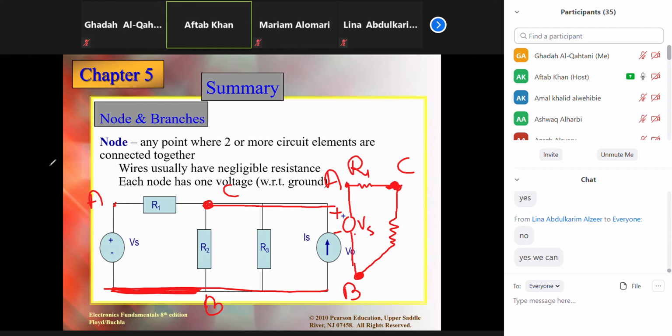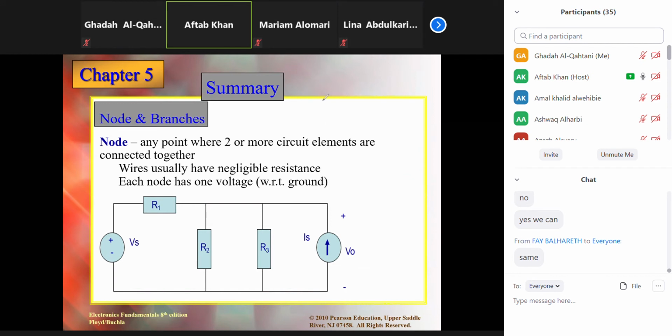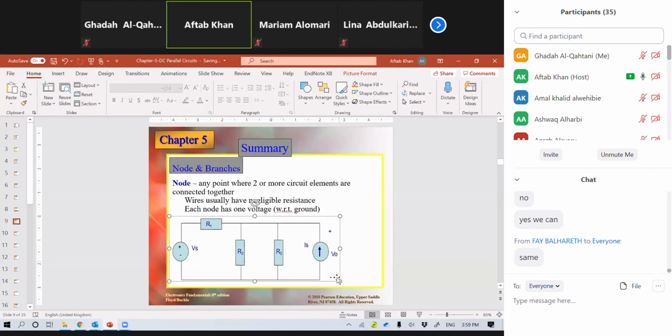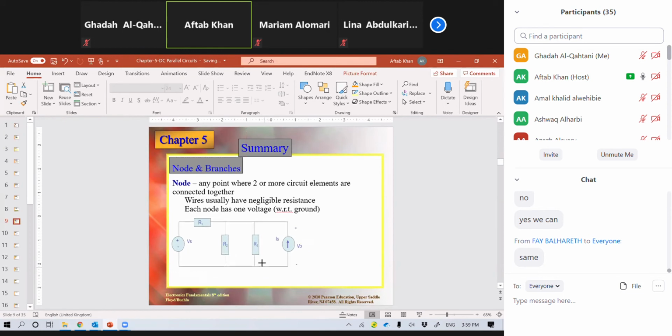You know, the same circuit can be drawn in a different way. I told you in the beginning, shape doesn't matter. What matters is the concept, how they are connected. So the same circuit I can redraw. See here.